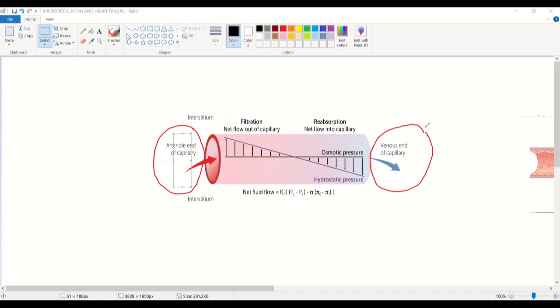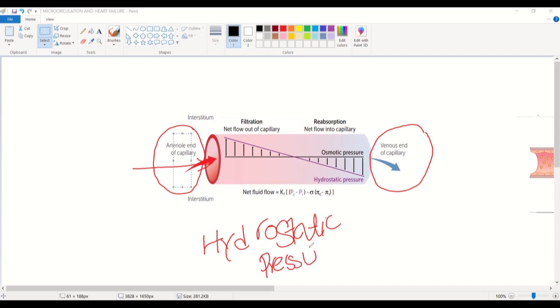So here is where the blood enters, and inside the capillary, one pressure is hydrostatic pressure, right? Okay. So another pressure is oncotic pressure, osmotic or oncotic pressure.